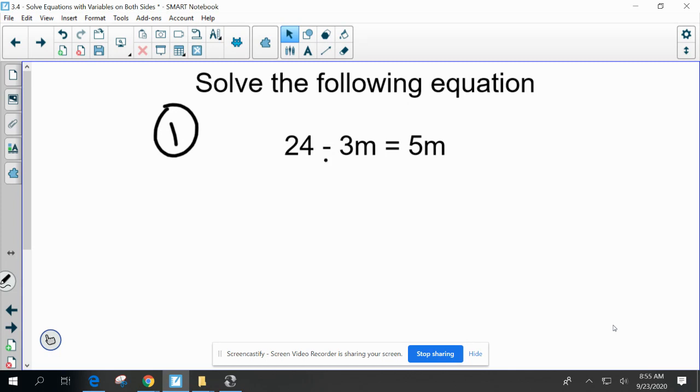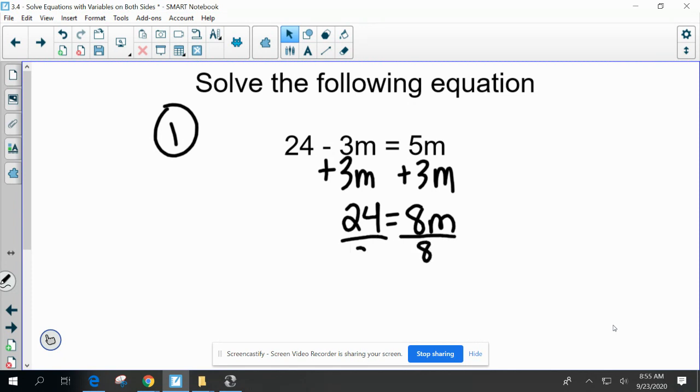So I would do the inverse operation and add 3m to both sides. Then I would drop down the 24 equals 8m. And now it's a one-step equation, and I divide by 8. So I get 3 equals m.